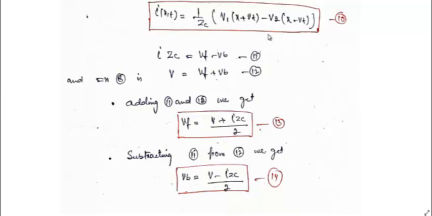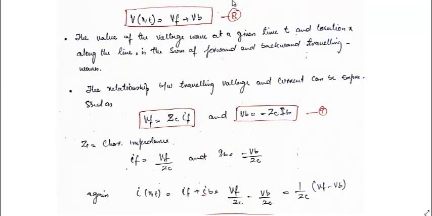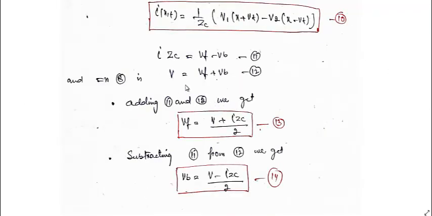From this equation, I into Zc will be equal to Vf minus Vb. This is Vf minus Vb, and V is equal to Vf plus Vb, which is already from equation 8. So adding these two equations, V plus I Zc will give us 2Vf. So Vf is equal to V plus I into Zc divided by 2. Subtracting these two, we get Vb. So Vb is equal to V minus I into Zc divided by 2.